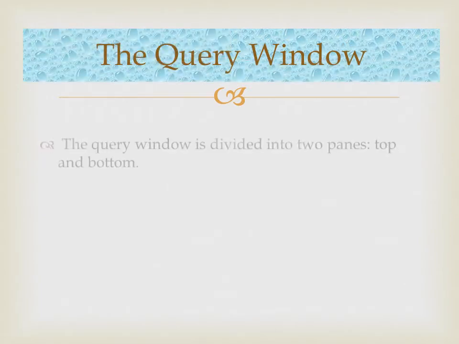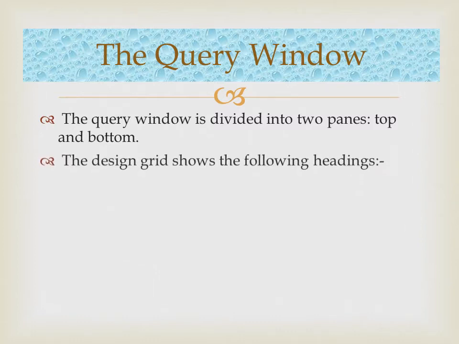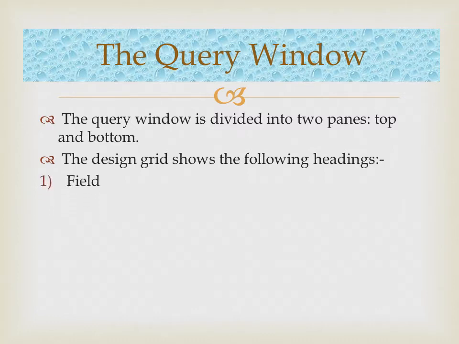The next is query window. The query window is divided into two panes. The top pane displays the table selected for the query and the bottom pane displays the design grid where you can add fields to the query and also specify the criteria. Then the design grid shows the following headings. First is field row. Field row displays the fields from the selected table. The next is table. Table row displays the name of the table.